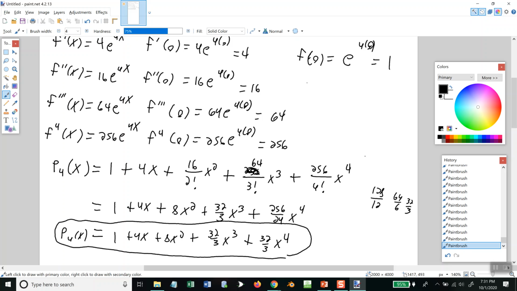2 factorial is 1 times 2. 3 factorial was 1 times 2 times 3, which is 6. Then the 4 factorial was 1 times 2 times 3 times 4, which gives us 24. And that's how you simplify those.